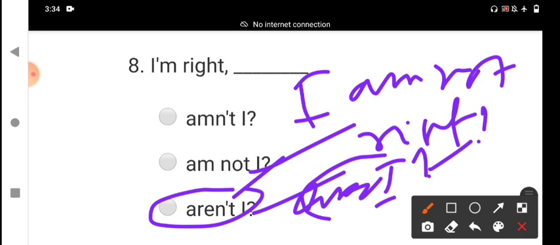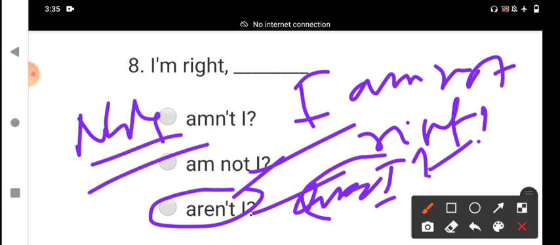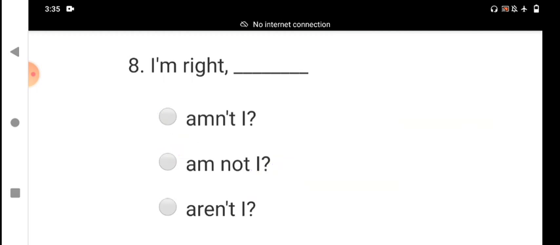For example, I am not intelligent. Am I? I am an intelligent person. That means aren't I? You should understand, you should remember, you should note this one particularly. You should always remember this one. This is one of the exceptions in English grammar in question tags also.